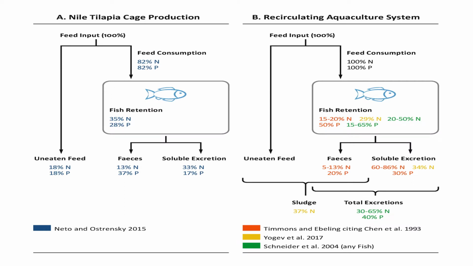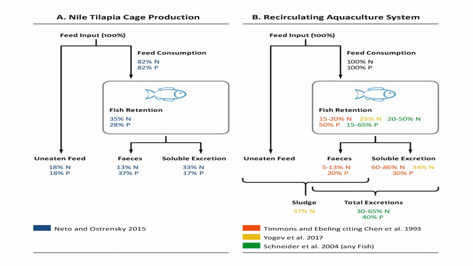And this is one of the flows. The first one is tilapia cage production. So you can see the feed input of 100%, and then how much they consume, how much is retained, and how much becomes feces and soluble excretion in the form of nitrogen waste and phosphorus waste.